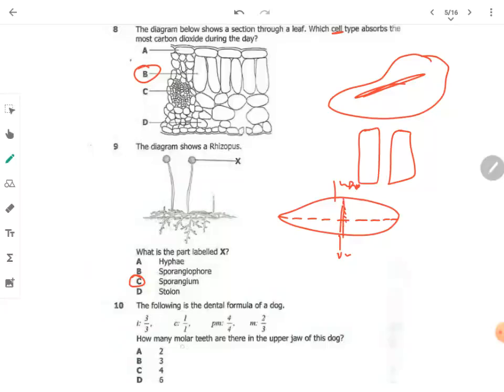Now they want us to find the number of molar. Now when you come to molar, upper, here we have 2. This is what it means. Okay? And down we have 3. Now they want to say on the upper jaw alone. That means another half we have 2, another half we have 3 here. Now we only want the upper jaw. So together when you add them, they're going to give you 4, and the answer becomes C.